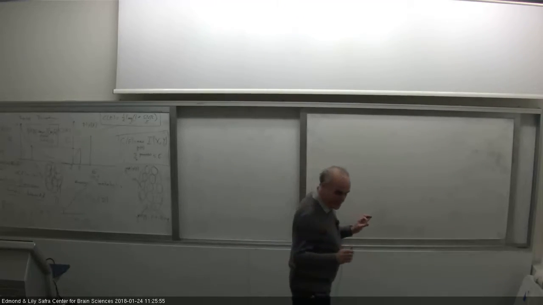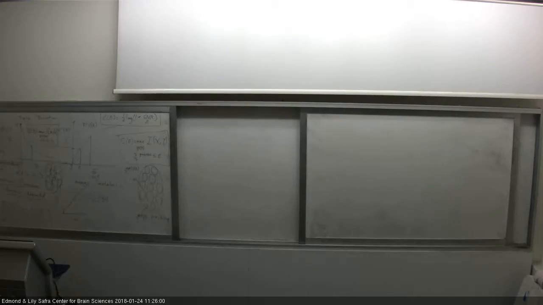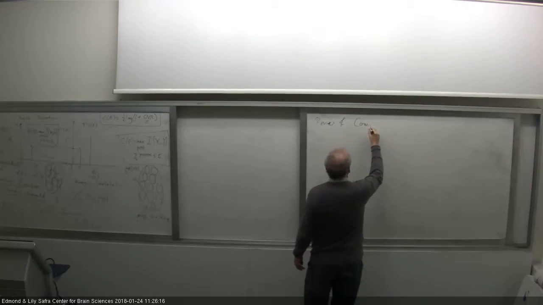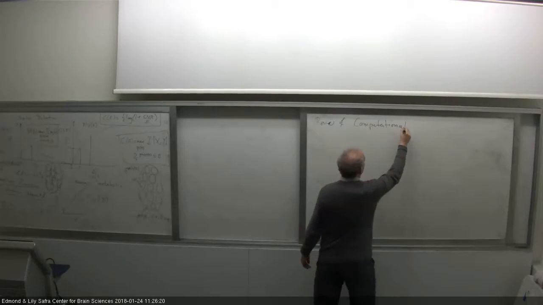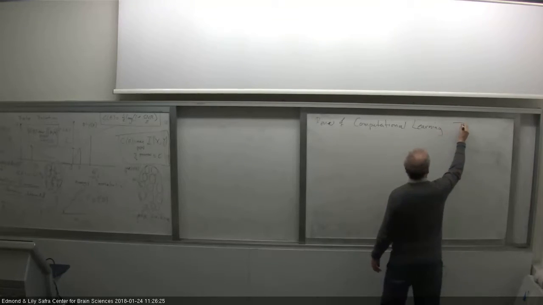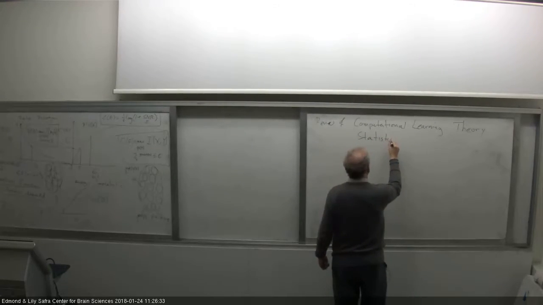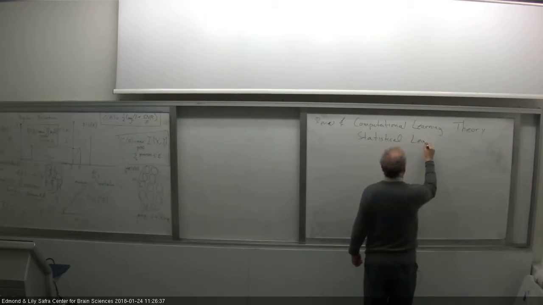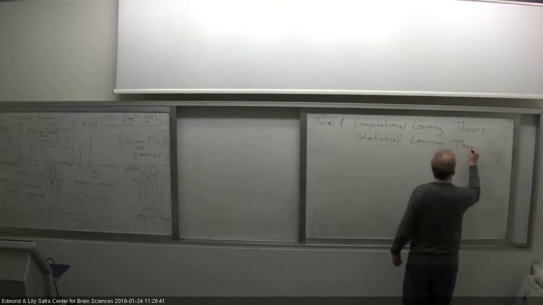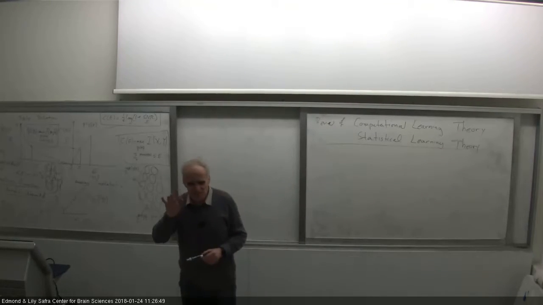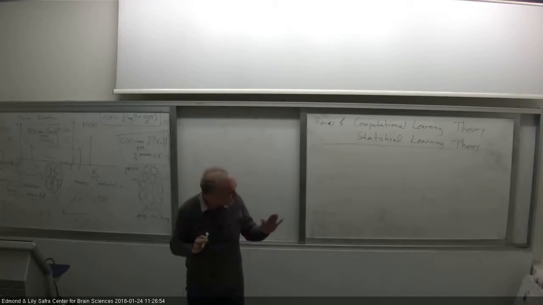And I'm going to talk about, let me just close the door. So I want to do a really crash review of what we call computational learning theory, which actually should also be called statistical learning theory. It is the same thing. For cognitive psychologists, statistical learning actually has something slightly different in mind, but that's the real thing.